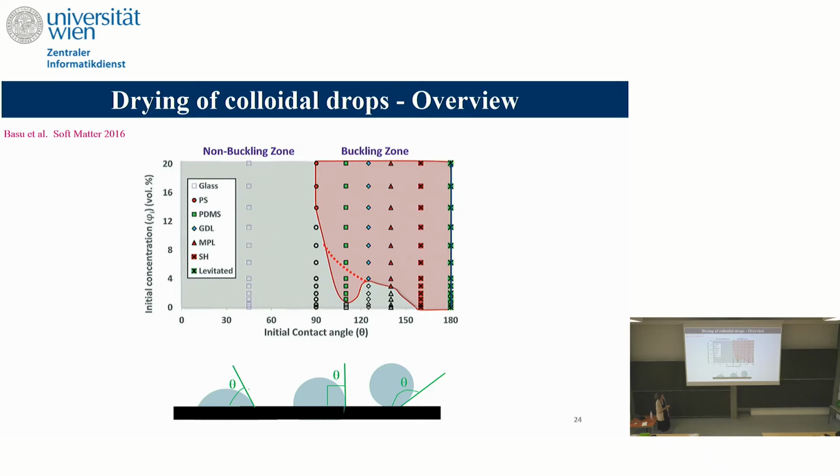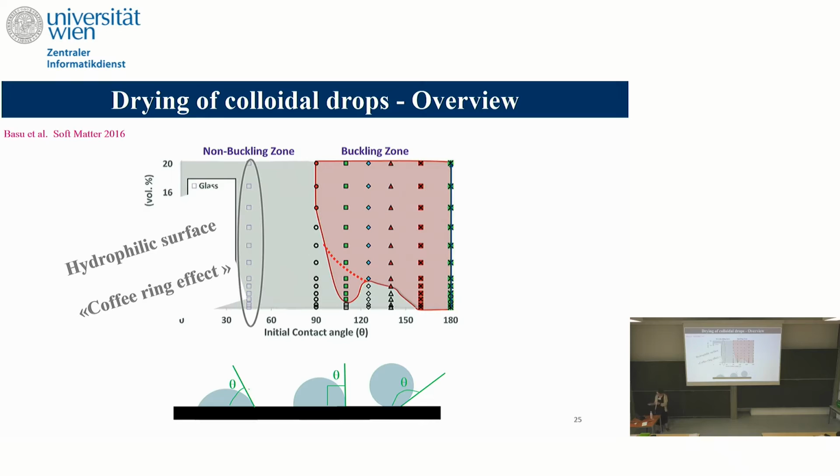And basically, you can identify 2 zones. One where you don't have any buckling. If you are very hydrophilic, you don't have any buckling. It goes in a smooth way. And if you are very hydrophobic, you have some buckling. You have always buckling. Okay.